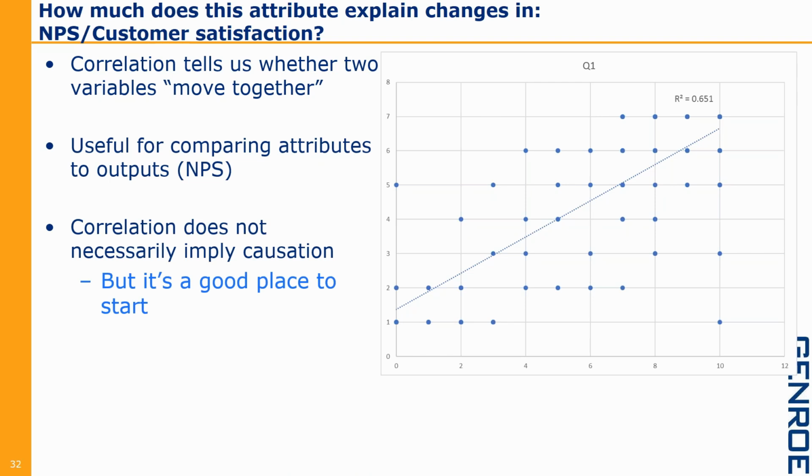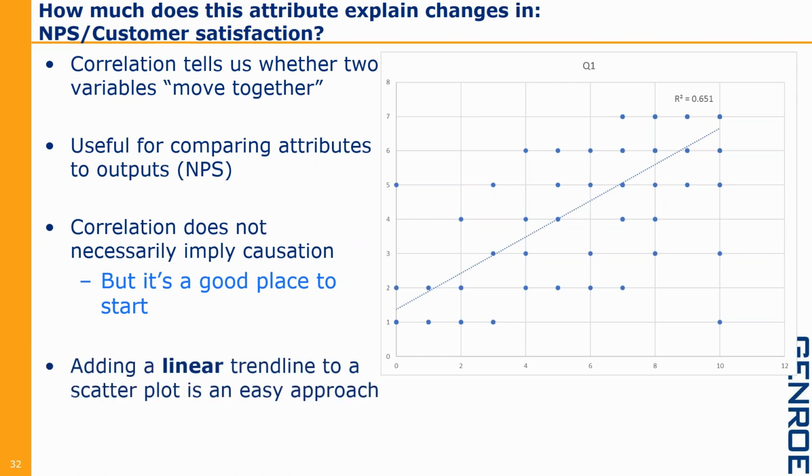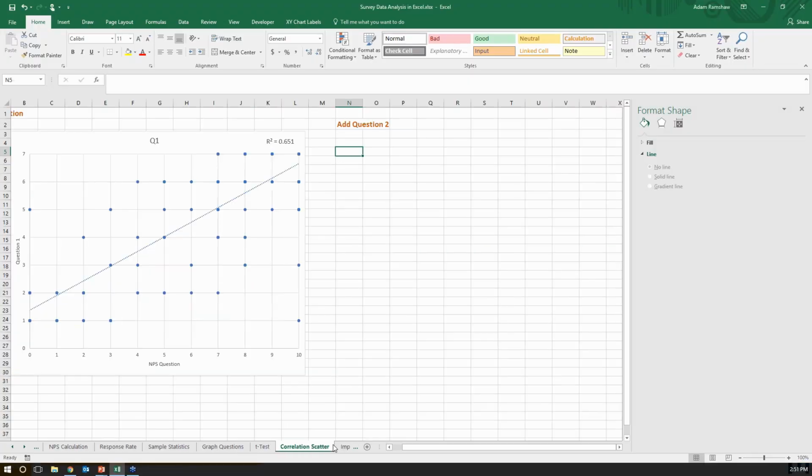There is a big conversation around correlation not necessarily implying causation, and there have been lots over the years of spurious correlations that are completely unrelated, but they just happen to go together, and there's no causation. That is true, but I always say that correlation doesn't necessarily imply causation, but it's a good place to start looking, a good place to start investigating. A really simple way to do this is actually just to add a linear trend line to a scatter plot. Excel will do this stuff for you.